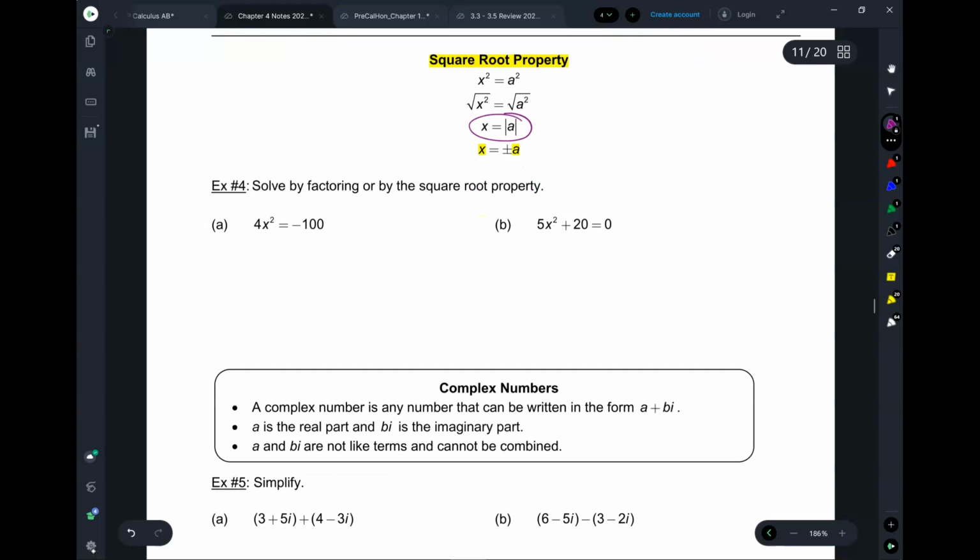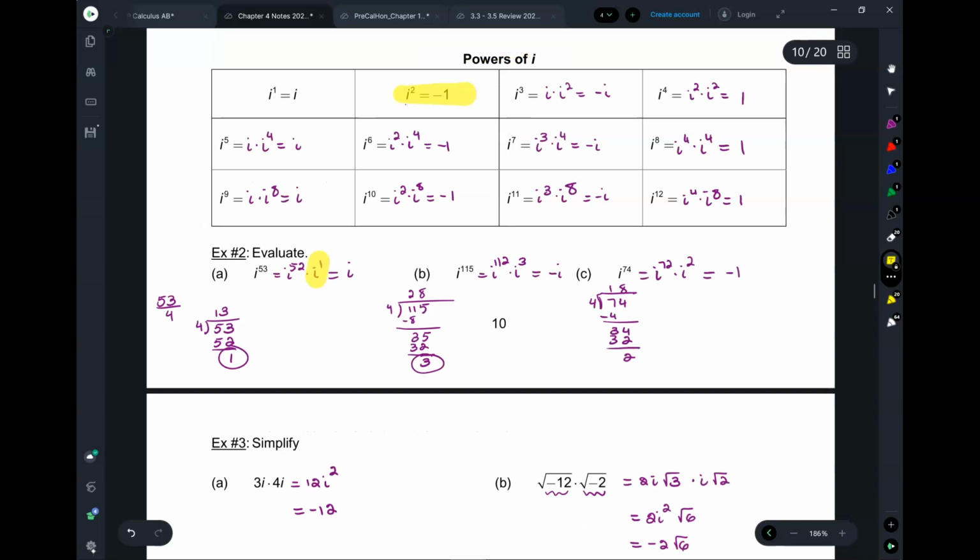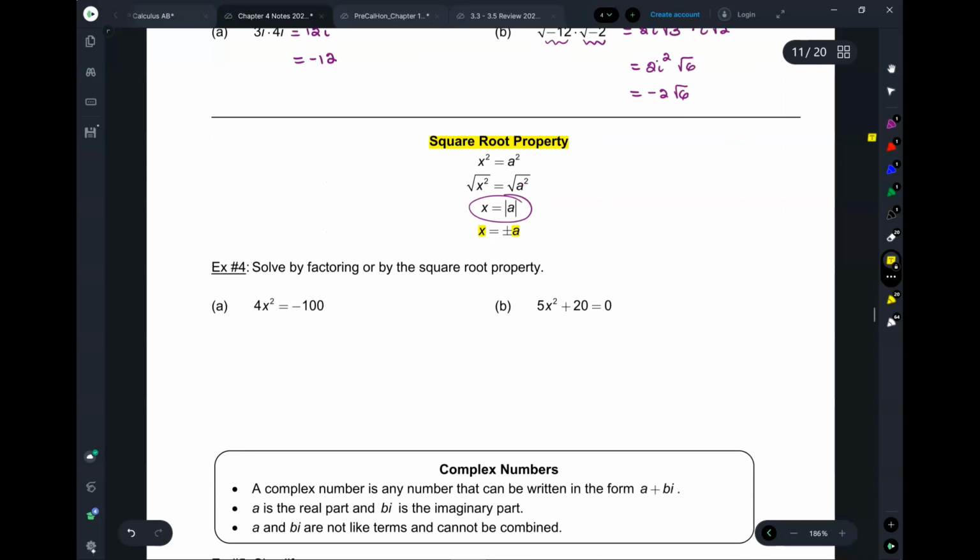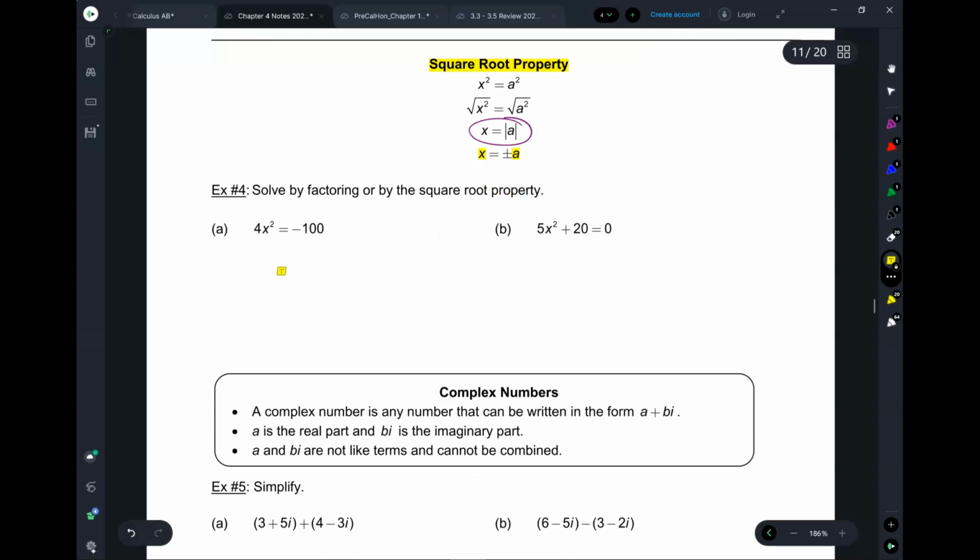So let's do this. Look at this. It says solve by factoring or by the square root property. So here, let's do the square root property. Let's divide by 4. x squared is negative 25. Take a square root. So x is plus or minus what? 5i. Okay?